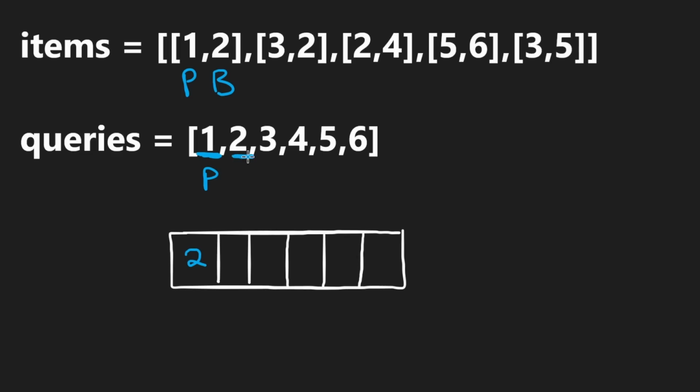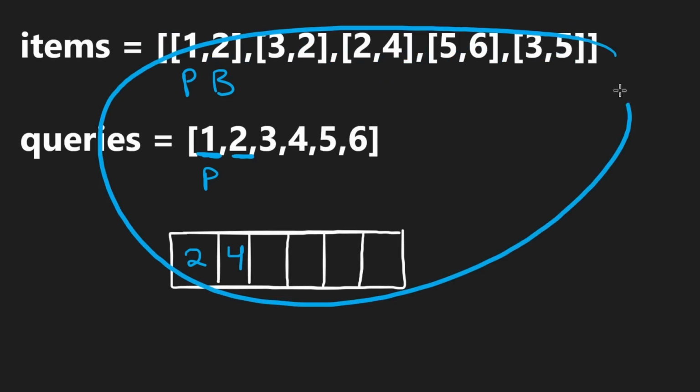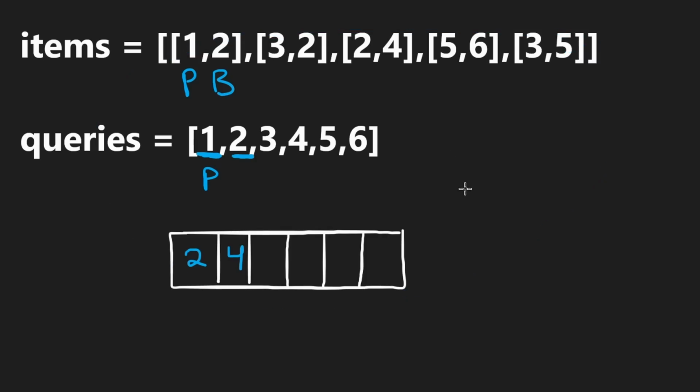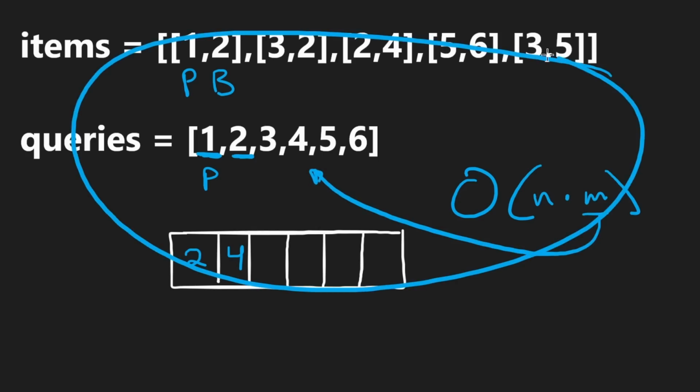Second query, same thing. Only consider the items that have a price less than or equal to 2. So we skip all of these, only considering these 2. Which one of them had the maximum beauty? It was this one, and the beauty is 4. So put 4 in here. That's it. That's how to solve the problem. At least the brute force was pretty easy. You could say the time complexity is n, where that's the size of this array, times m, where that's the size of this array. Pretty straightforward approach.